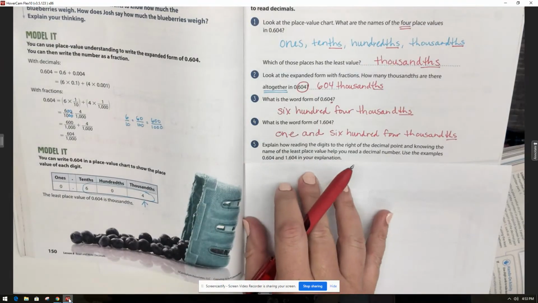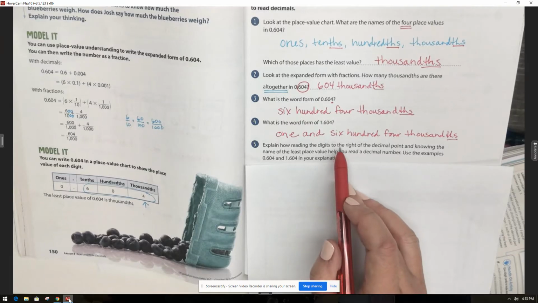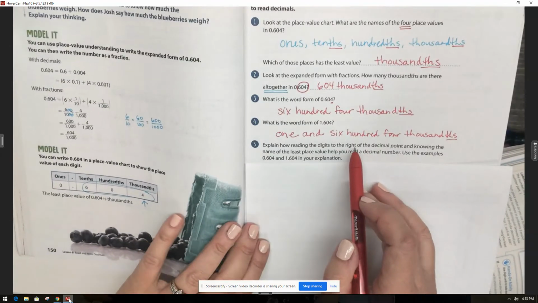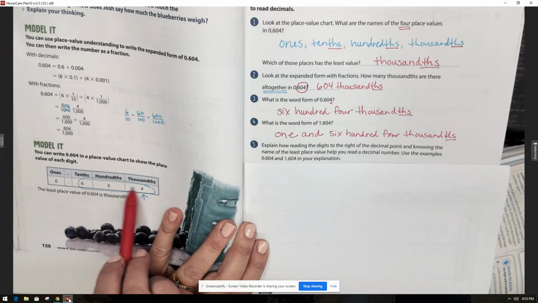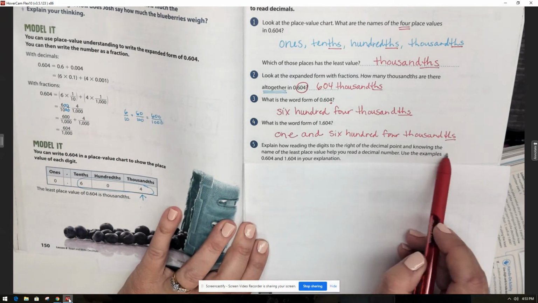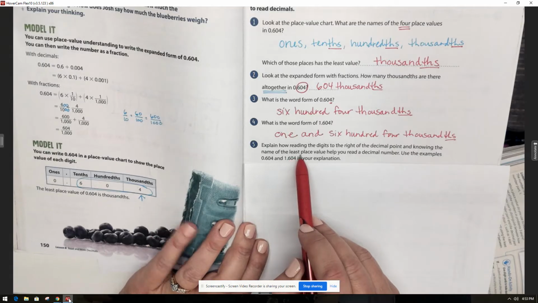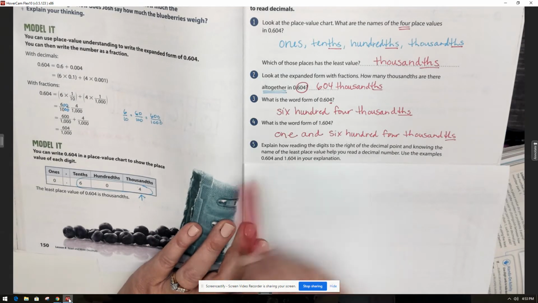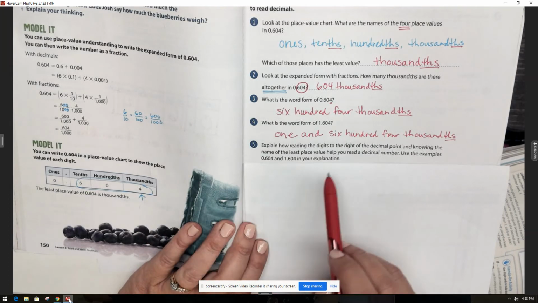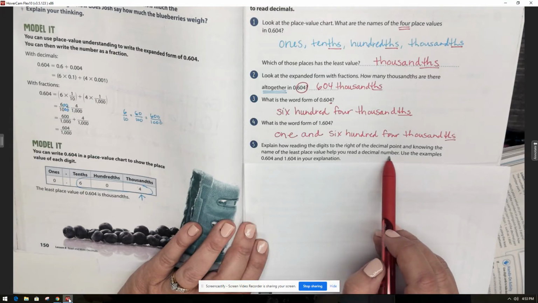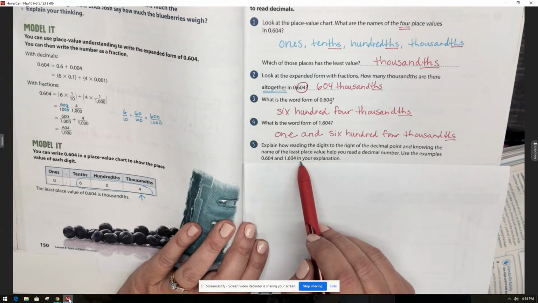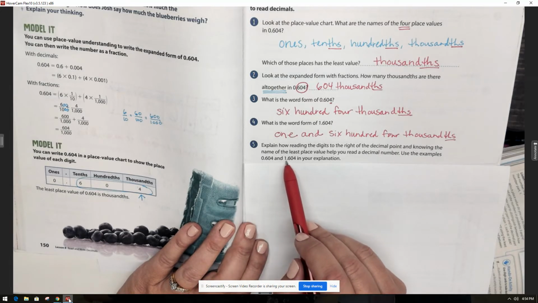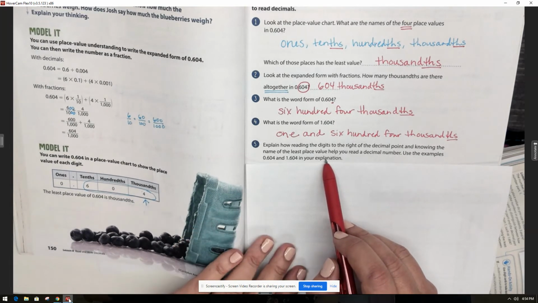So explain how reading the digits to the right of the decimal point, so all of these digits to the right of the decimal point, and knowing the name of the least place value, in this case thousandths, help you read a decimal number. Use the examples 604 thousandths and 1 and 604 thousandths in your explanation.